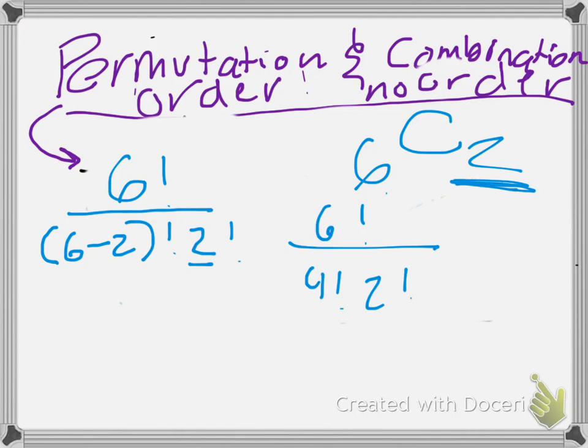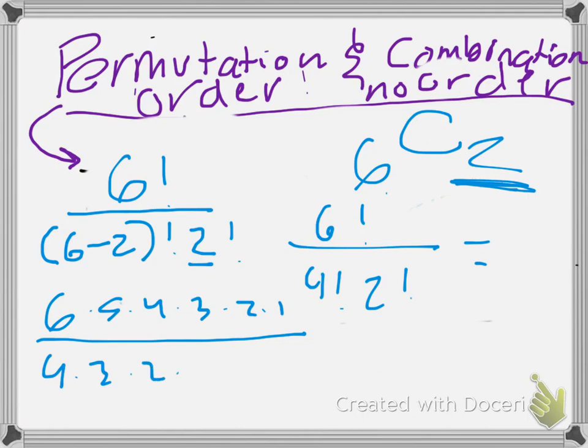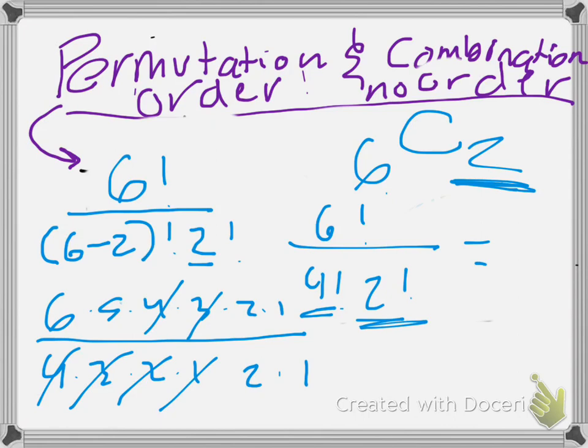What you want to do next is simplify the factorials. So you have 6 times 5 times 4 times 3, all the way to 1 on top, and on the bottom you have 4, 3, 2, 1 for the 4 factorial, and you have 2, 1 for the 2 factorial. Now, what you want to do is cancel the same numbers that are on top and bottom, and go with the longest factorial there, because then you can cancel out more numbers that way. So you can cancel out the 4, 3, 2, 1, and look, 4, 3, 2, 1. So now all you're left with is your 6 times 5 on top, and your 2 times 1 on bottom.